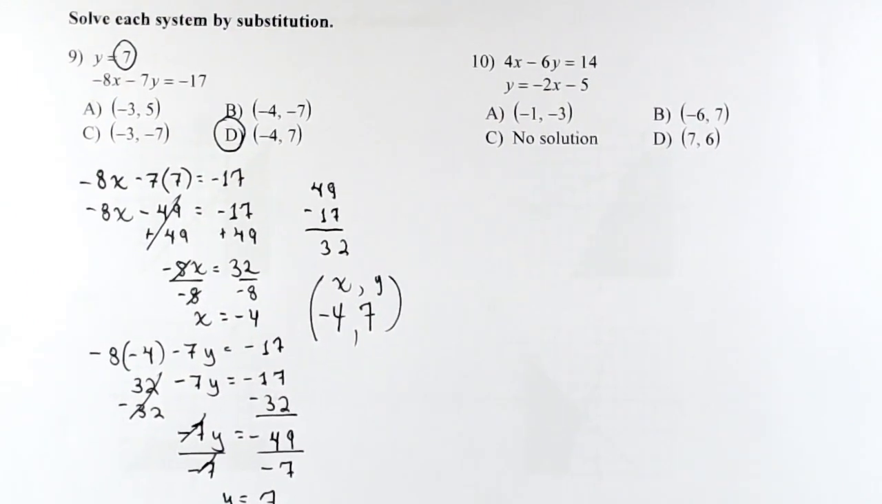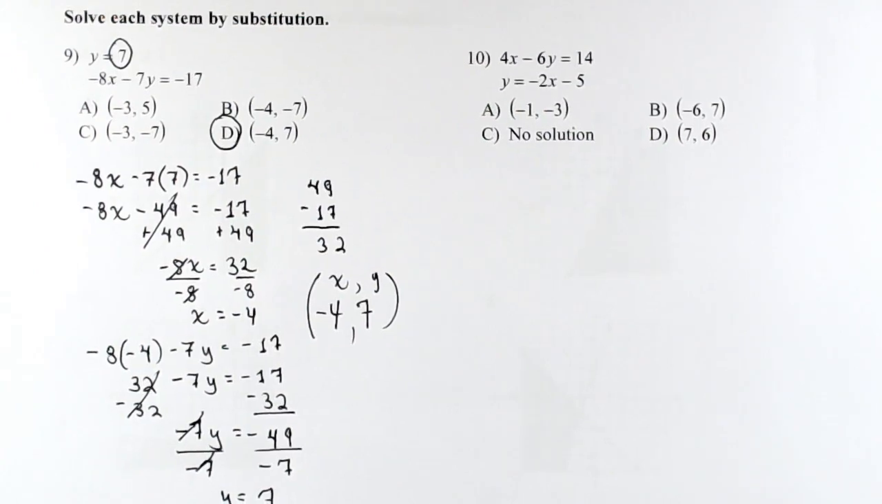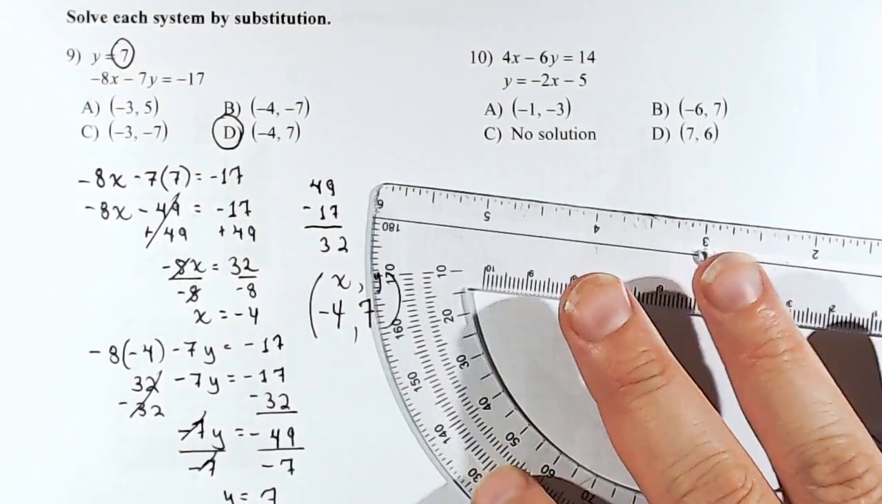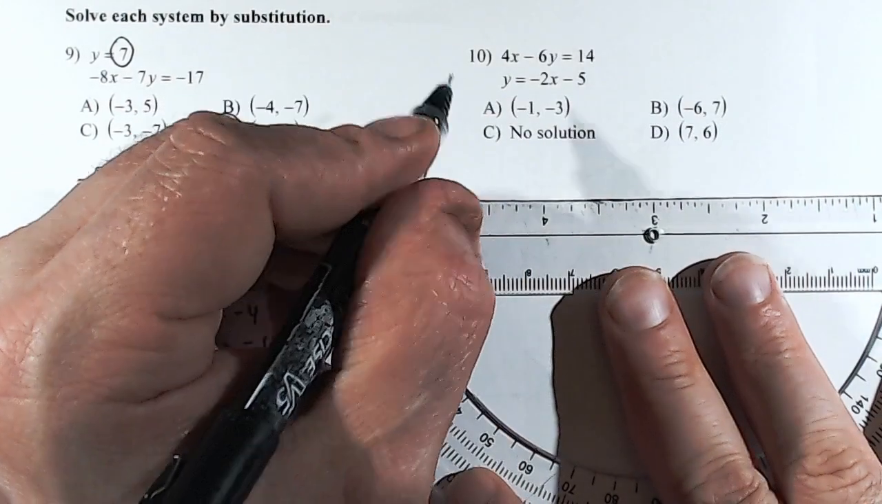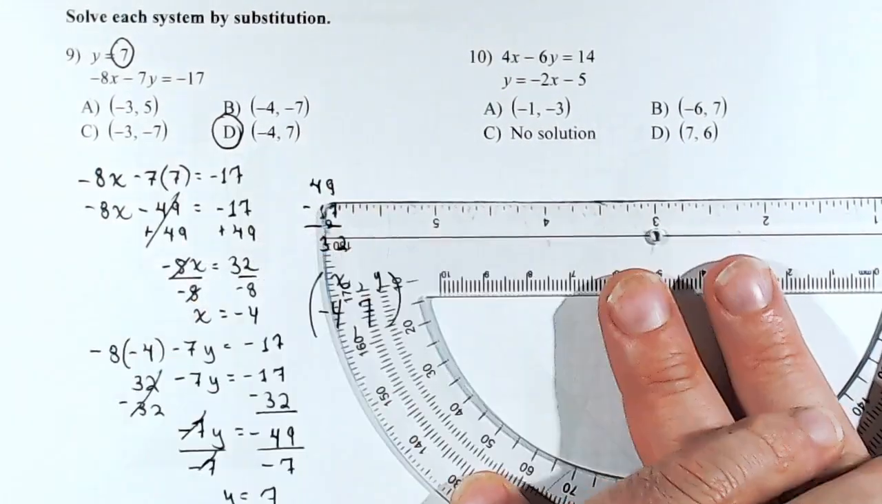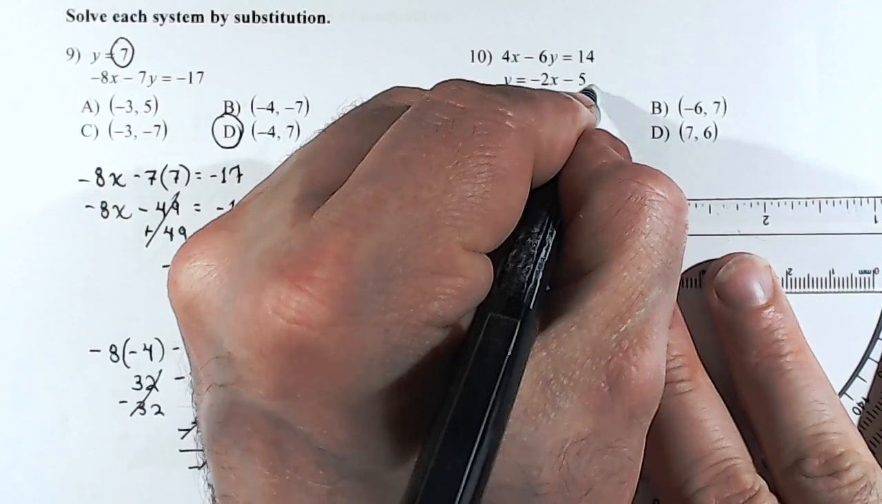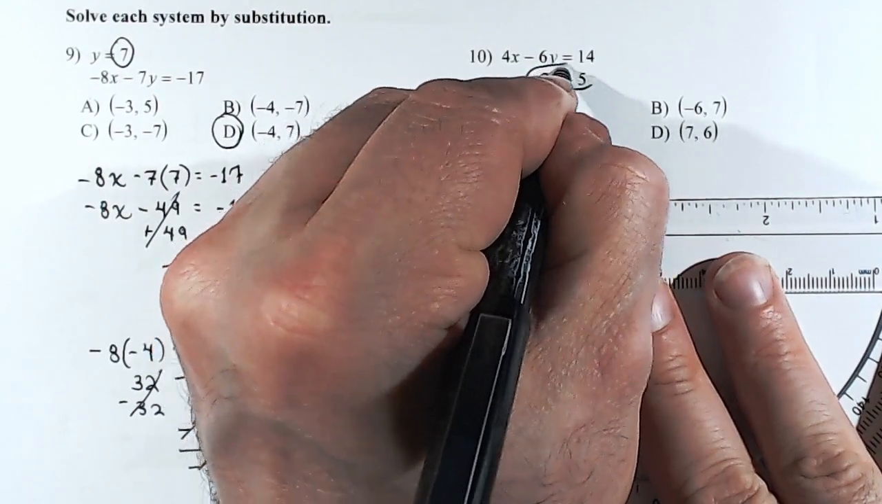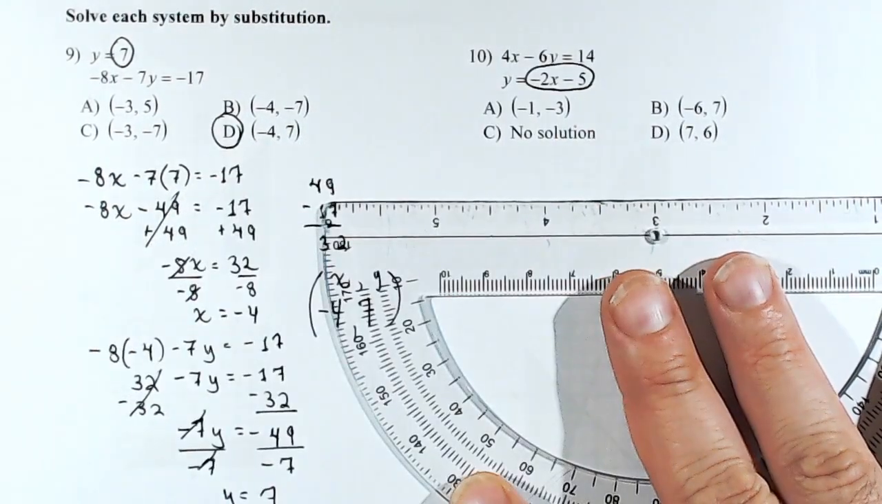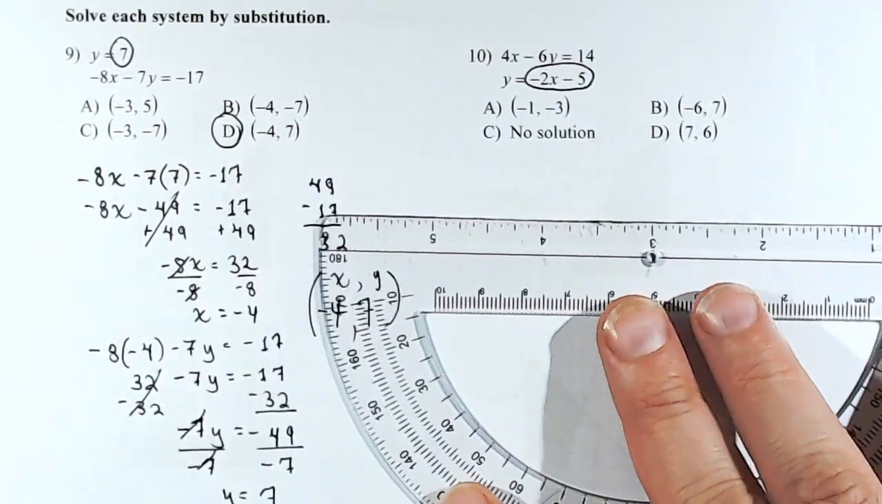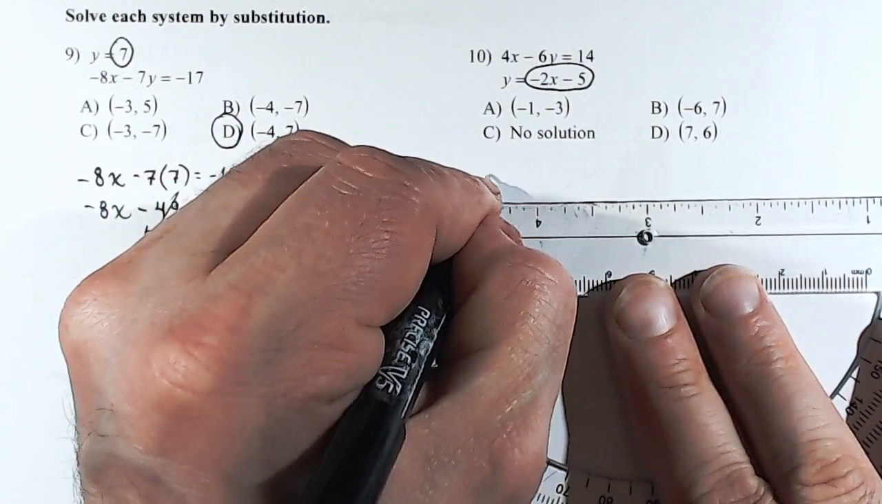Okay, so number 10, a little bit more challenging because y is solved for a term that contains x. So it's not just a whole number. So what I'm going to do is substitute y with this. Because y equals negative 2x minus 5, I'm going to go up here and plug that into where I see y. That is substitution at its finest.